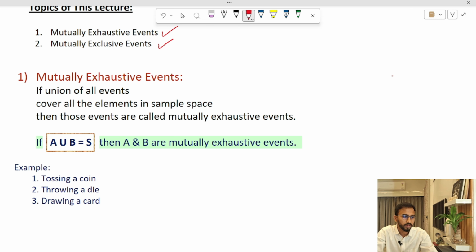If the union of two events covers all the elements present in the sample space, then those two events are called mutually exhaustive events. If the union of two events covers the entire sample space, that means if A union B covers the entire sample space, then A and B are called mutually exhaustive events.